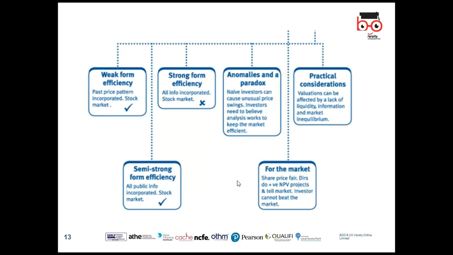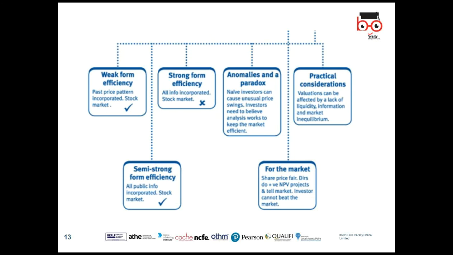So, weak form efficiency. Past price patterns are incorporated in the stock market. We are just looking at the pattern: what happened last year in the month of July? In July, what happened to the share? That's only the past information. We're not looking at a new government, new taxes, new rules. So that is weak form efficiency.